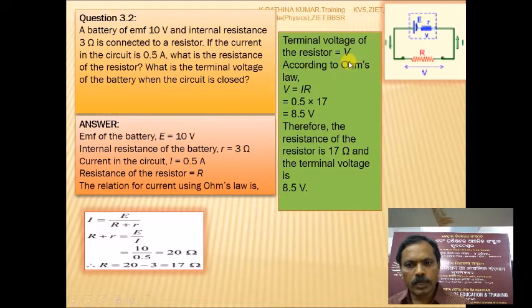The terminal voltage across the resistor, according to Ohm's law, voltage is equal to current into resistance. So substitute the value 0.5 into the external resistance 17 ohm, and on multiplying you get 8.5 volt. Therefore the resistance of the resistor is 17 ohm and the terminal voltage is 8.5 volt. The terminal voltage is not when the battery is open; it is when the circuit is closed, then the potential difference across the resistor is the terminal voltage.